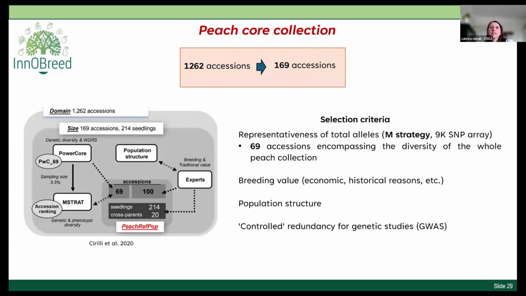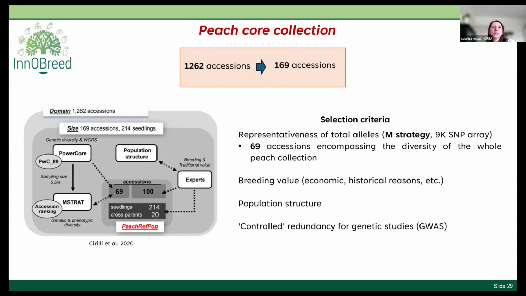So we started from 1,200 accessions coming only from the European collections, because we could have problems in exchanging materials with Chinese colleagues. And we ended up with 169 accessions that represent the whole genome diversity of the initial collection.